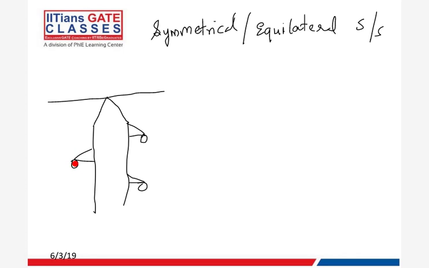Such a way that this is an equilateral setup. This may not look like an equilateral setup, but for the current sake of drawing, consider that this is an equilateral setup, right? This is R, Y, B, and the distance between each is 6 meter, 6 meter and 6 meter, and the conductor is having a radius of 2 centimeter.